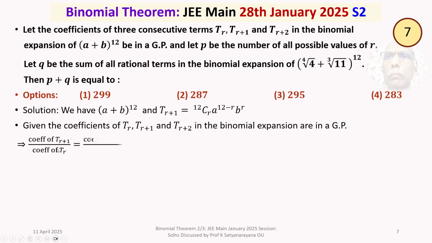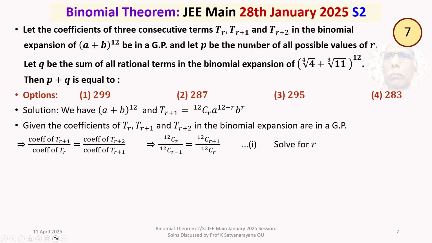So that means the coefficient of T(r+1) by the coefficient of T(r) is equal to the common ratio, and the coefficient of T(r+2) by the coefficient of T(r+1), the common ratio, must be equal. What is the coefficient of T(r+1)? 12Cr. The coefficient of T(r) is 12C(r-1), equal to 12C(r+1) by 12Cr. Now solve for r, and what are the possible values of r?